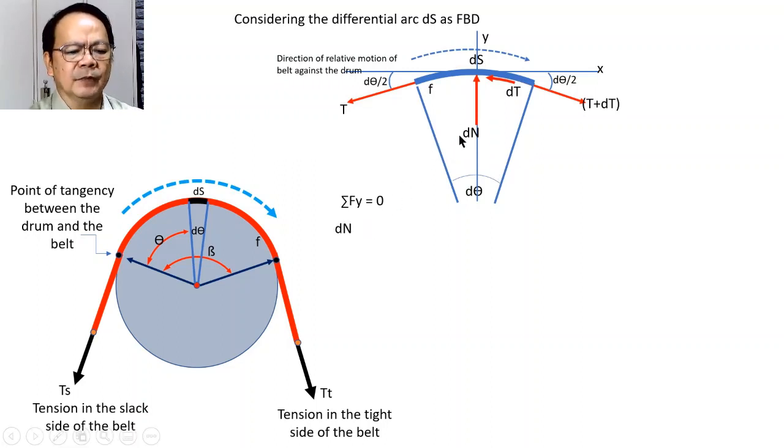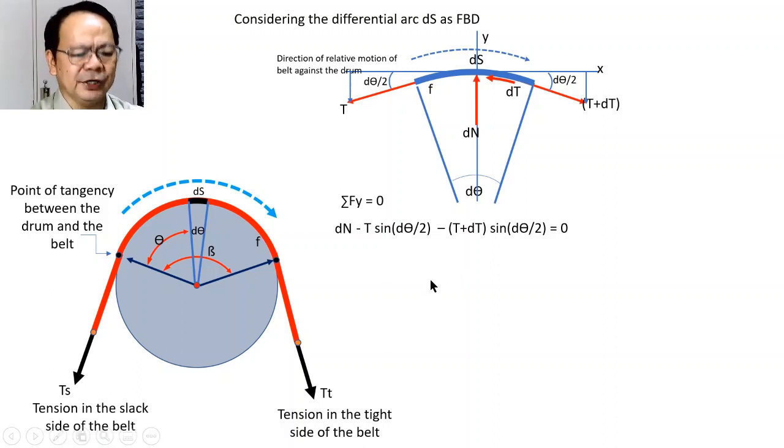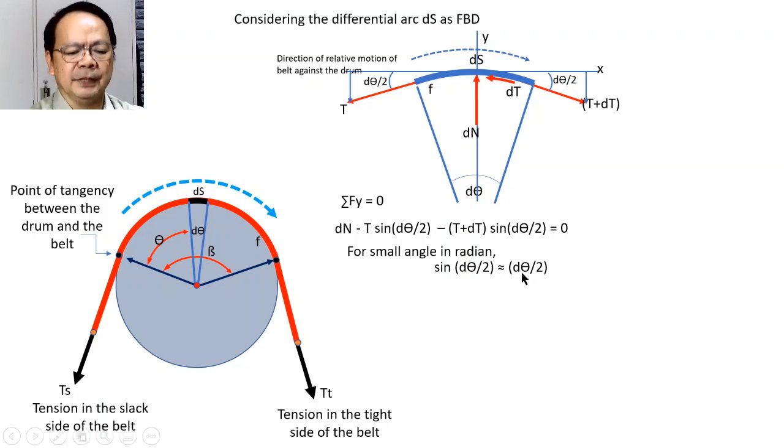So I will have dN minus the y component of this tension, which is equal to T sine of d theta over 2, minus the y component of this tension, which is T plus dT times sine of d theta over 2, shall be equal to 0. But for a small angle d theta, expressed in terms of radians, sine of d theta over 2 is approximately the same as d theta over 2.